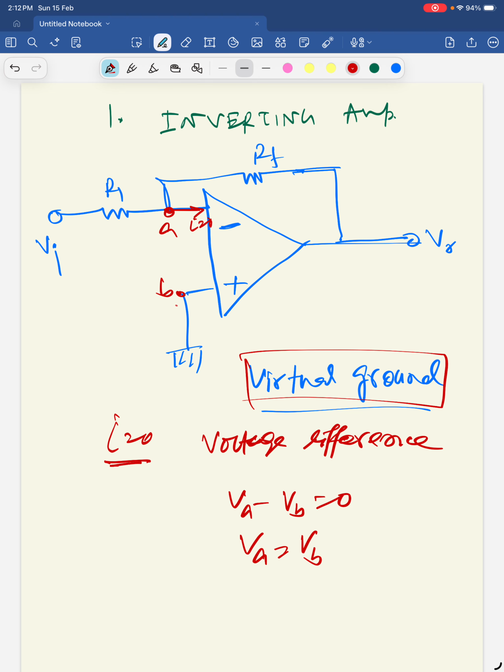Now what is VB? This voltage is VB, this is VA. VB is grounded, so VB is equal to 0. So VA is equal to 0. This node is called virtual ground. This is the virtual ground.